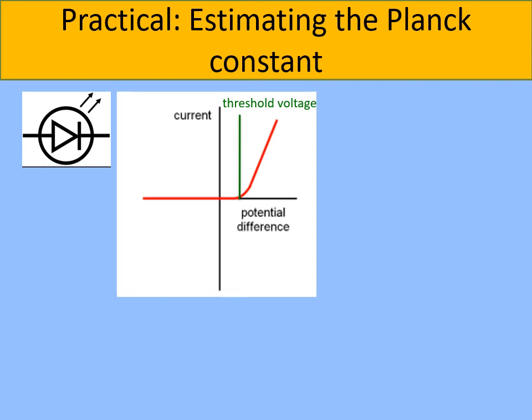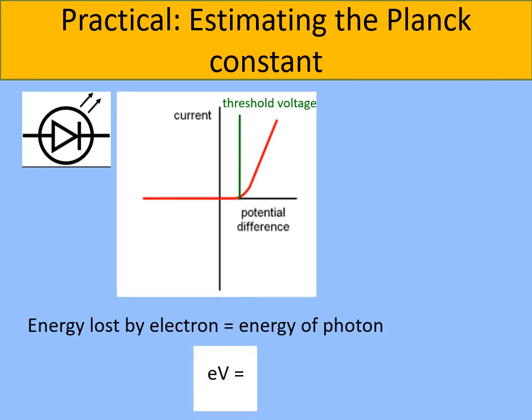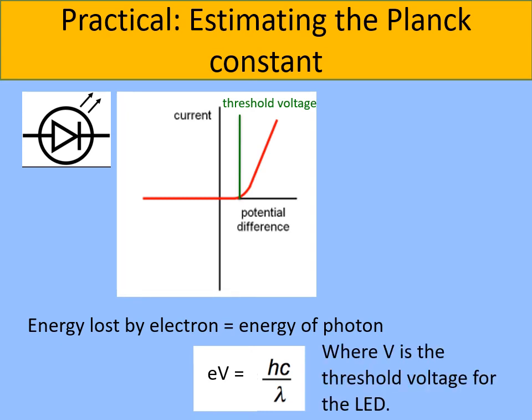Well, the electrical energy lost by a single electron passing through the diode reappears as the energy of a single photon. So the energy lost by an electron is equal to the energy of the photon. In other words, the energy lost by the electron is eV, which is equal to the energy of a photon, which is hc over lambda, where V is the threshold voltage for the LED.